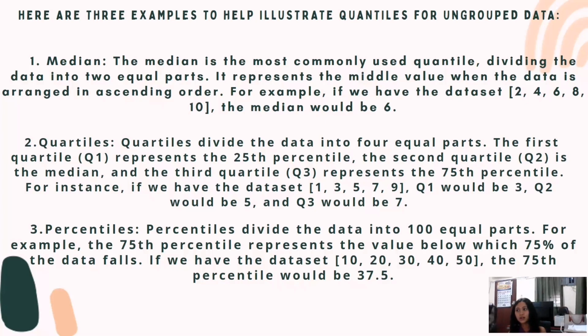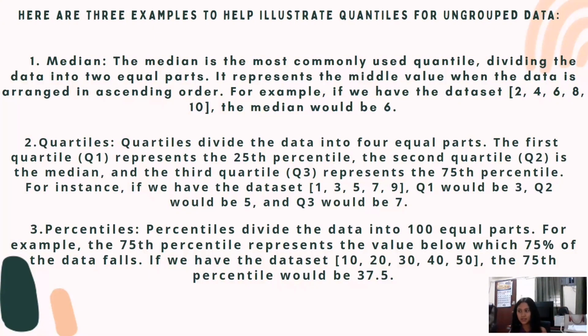So, here are three examples to help illustrate quantiles for ungrouped data. First is the median. The median is the most commonly used quantile, dividing the data into two equal parts. It represents the middle value when the data is arranged in ascending order. For example, if we have the dataset 2, 4, 6, 8, and 10, the median would be 6, as the median is the middle value of a dataset.